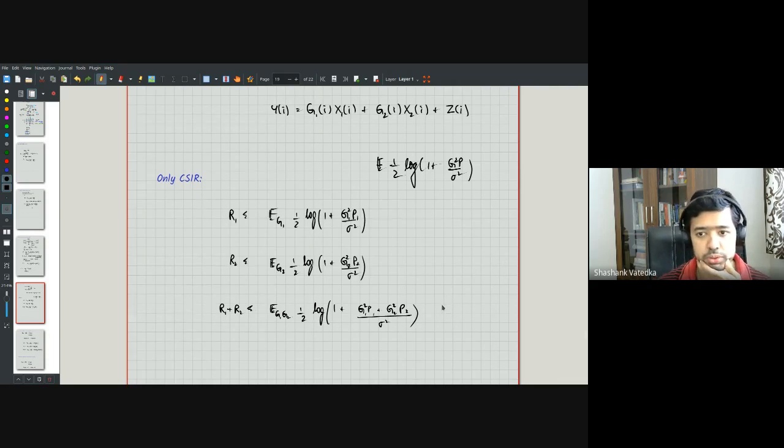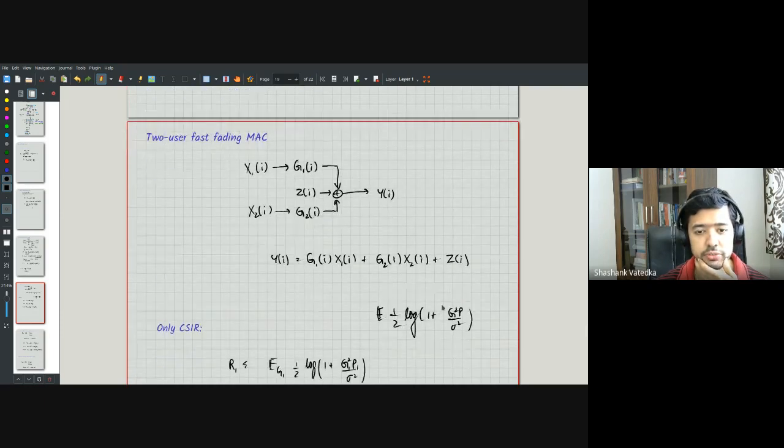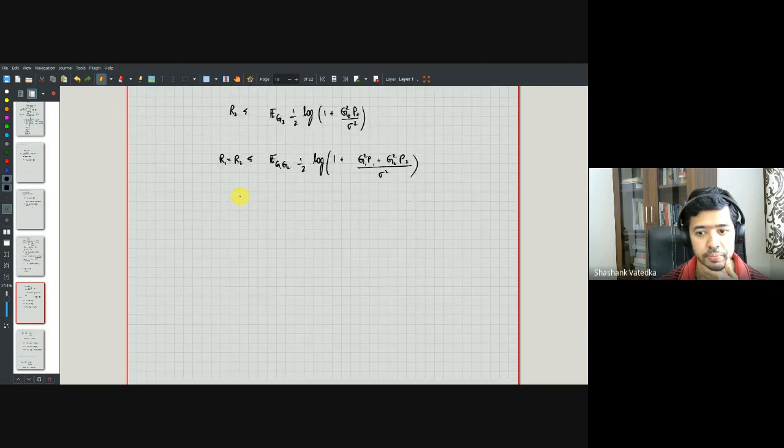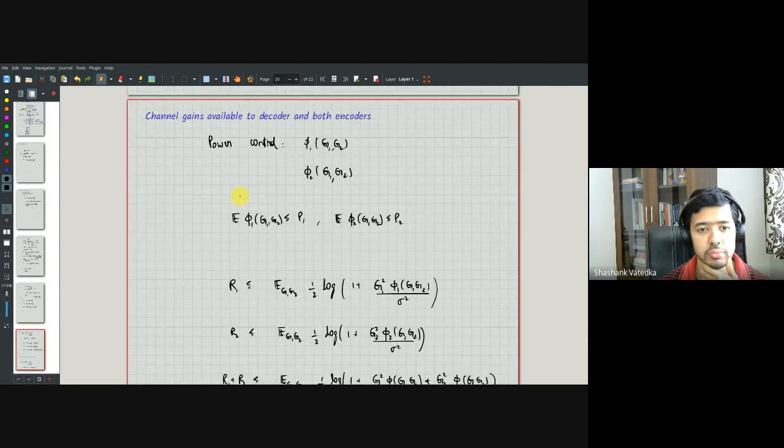Okay, so this is for a fast fading Gaussian MAC for any general distribution of G1 and G2. In general, they could also be correlated, doesn't matter. But now, let's assume that the channel gains are available to the decoder and maybe the encoders as well. So now what you can do is adapt the power depending on what the channel gains are. But there's also one subtlety involved here.